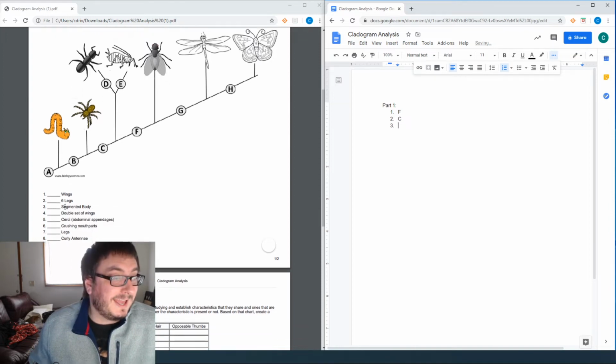Move on to number 3, a segmented body. That means the body has different parts to it.